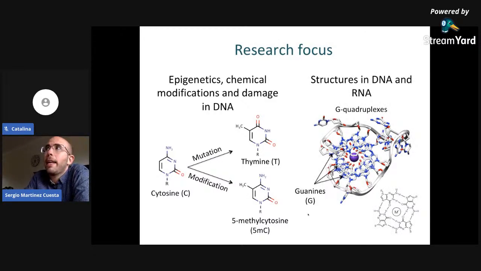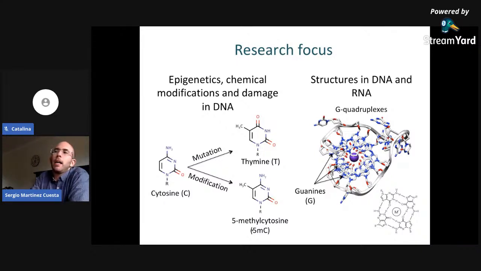So on the one hand, on the left-hand side, you can see that we are interested in looking at chemical modifications that happen to the nucleotide bases. Several of you will be familiar with the mutational processes where you have C to T mutations, but there are also chemical transformations happening to cytosine. So perhaps the most common one is this methylation that happens in the 5th position of cytosine to produce what is known as the 5th canonical base, right? 5-mC.